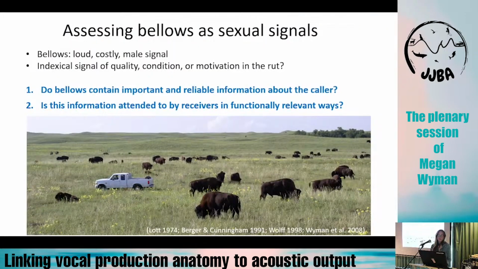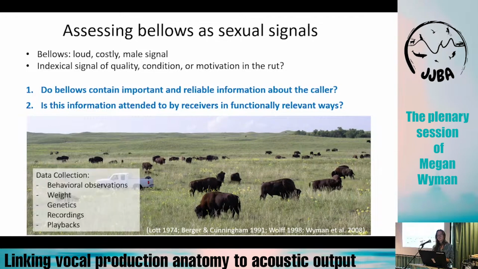So the assumption is that bellows are really loud, costly male signals, and they're probably indexical signals of quality and condition and motivation that are being used by males and potentially females within the rut to increase their reproductive success. So we asked two questions. Do bellows contain important and reliable information about the caller? And is this information interpreted by receivers in a useful, functionally relevant way?